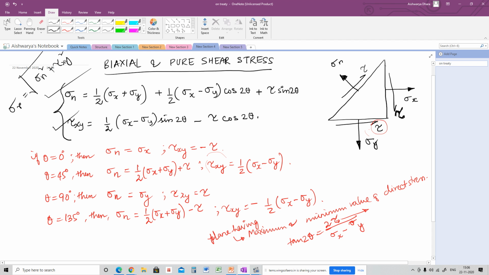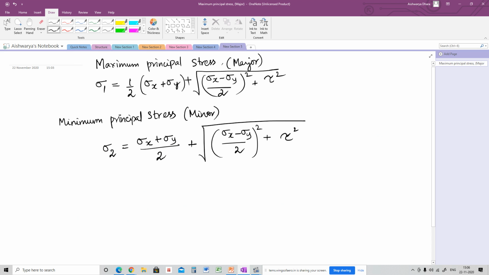Yes, ma'am. So look into the question. That's why I'm drawing this figure. The given data is tau. These are the resolving components. Here sigma y, sigma x, tau. Here I am mentioning tau.